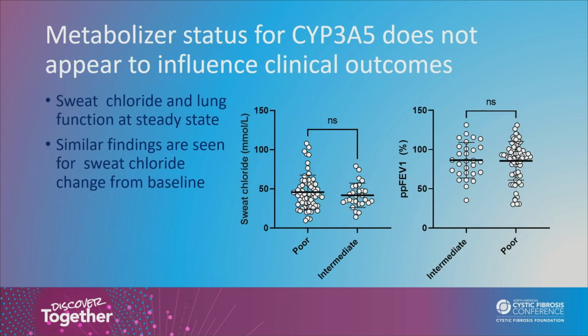And then we also looked at sweat chloride, and we do not see differences in sweat chloride or lung function at the time of a visit, so at the steady state. We also saw similar findings for sweat chloride changes, so the absolute change from the baseline that was pre-treatment to the time of the visit. So we really don't see a difference with these particular variants, meaning that I probably picked my variants incorrectly.